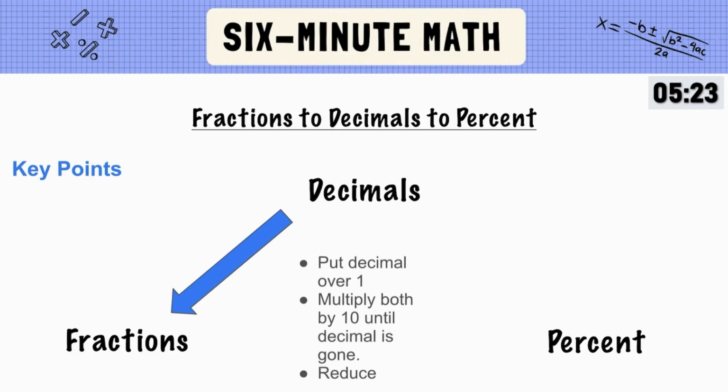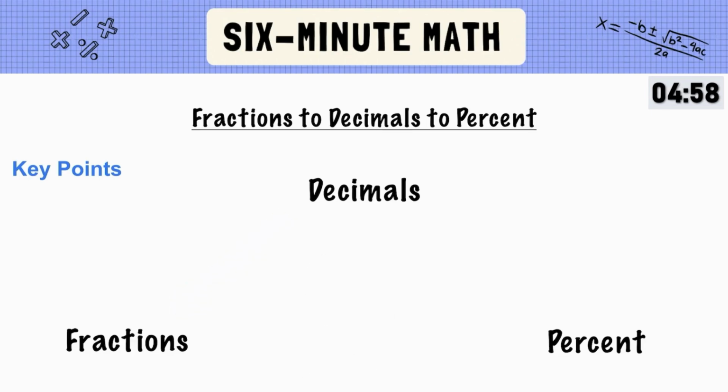First, I'm going to put my decimal over 1. Then I'm going to multiply both top and bottom by 10 until the decimal is gone. And then lastly, I will reduce. This is such a process. I wanted all of you to get more practice and understanding, so I have a separate video here about changing decimals to fractions. Be sure to check that out.